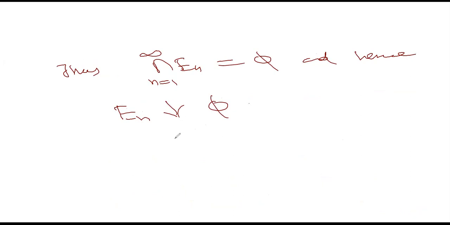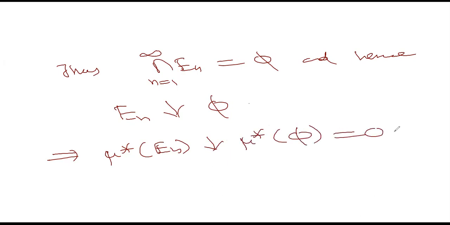And En decreases to the empty set means that the outer measure will decrease to 0. The outer measure of En will decrease to the outer measure of the empty set, but the outer measure of the empty set is equal to 0. Now epsilon is already chosen. This limit is 0.